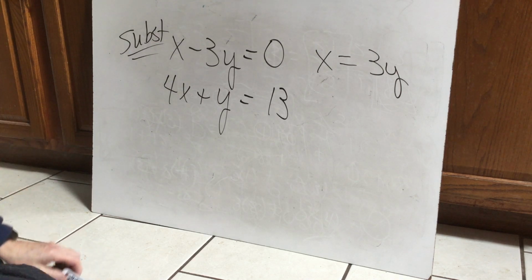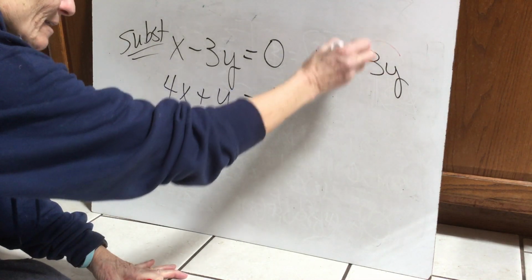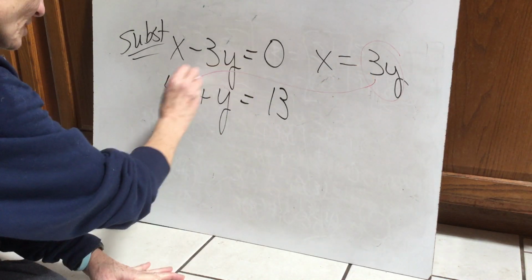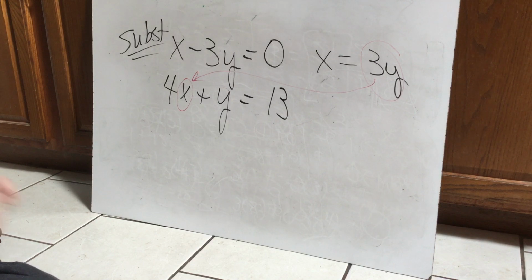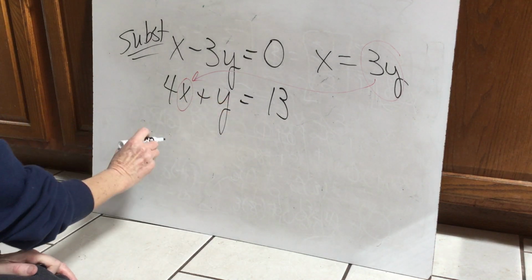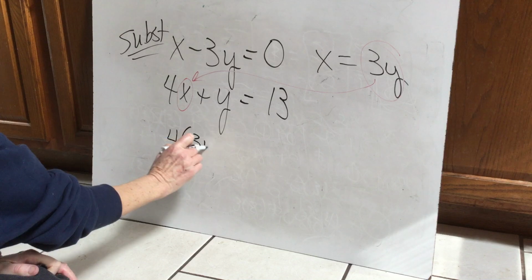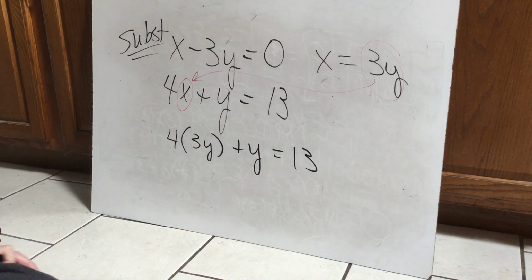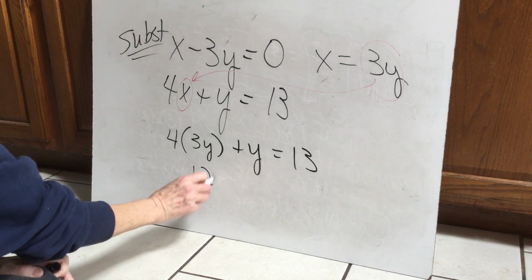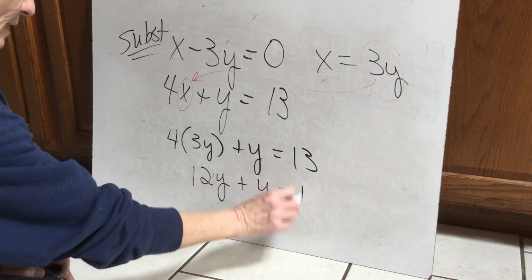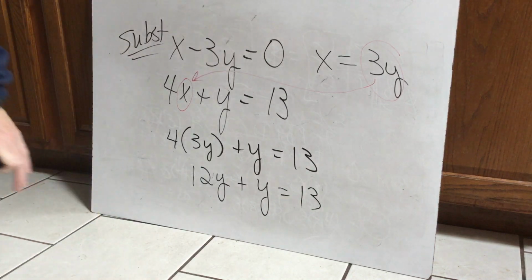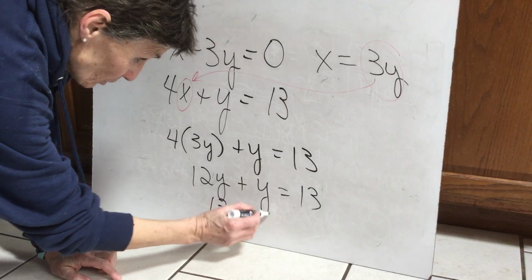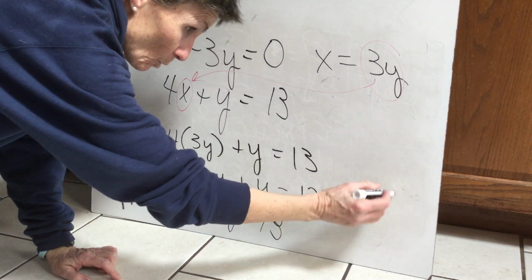Now, I'm going to take this value of x, and I'm going to plug it in right here. So that's going to go right here. So now I'm going to have, this equation is going to say 4 times 3y plus y equals 13. So 12y plus y equals 13. So 13y equals 13 and y equals 1.